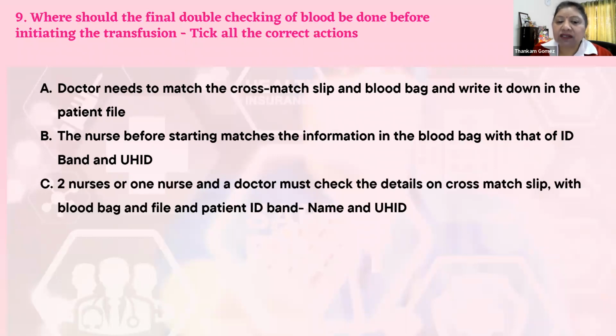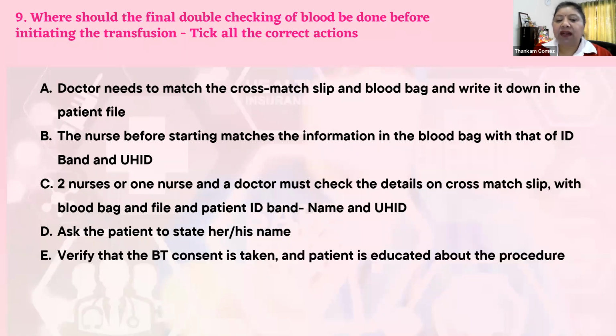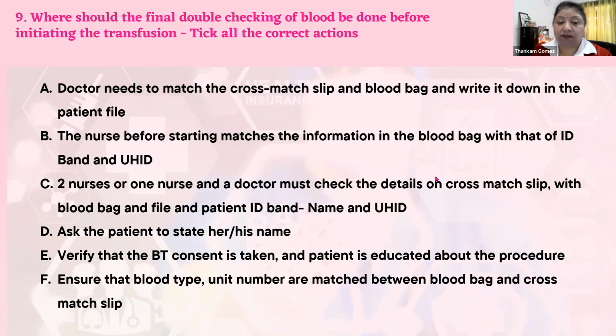Two nurses, or one nurse and a doctor, must check the details on the cross-match slip with the blood bag, file, patient ID band, name, and UHID. Ask the patient to state her or his name. Tick all the correct actions. Verify that the blood transfusion consent is taken and the patient is educated about the procedure. Where should the final double checking of blood happen? That is the question. Ensure that blood type and unit number are matched between the blood bag and cross match slip. So what is the best answer available here?